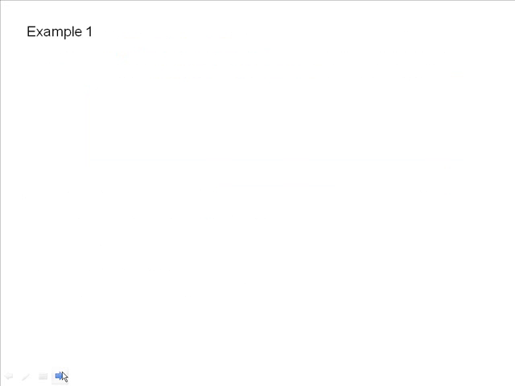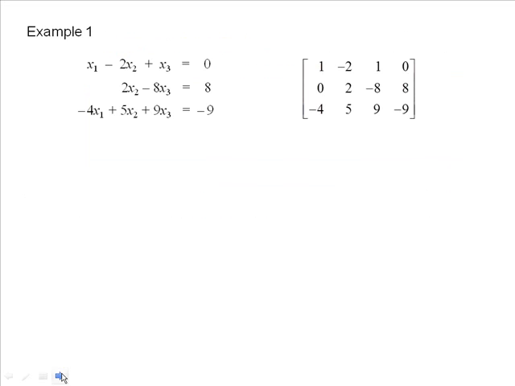So let's look at this example. We want to look at this system, an augmented matrix, and we want to find the solution. So we want to solve the system. Our first step is we want to eliminate x1 from the third equation. So what we're going to do is multiply our first equation by 4 and add it to the next equation. So I'll do that up here.